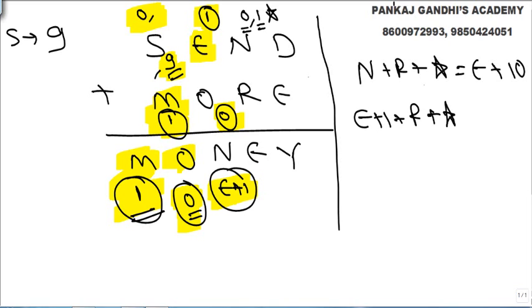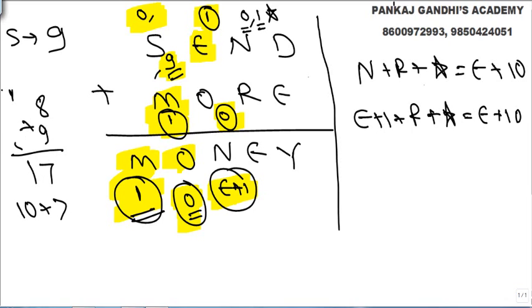We know N's value is E plus 1. I put it: N is E plus 1, plus R plus this carry forward, equals E plus 10. Why E plus 10? There is a carry forward here. Simply when I say carry forward, 8 plus 9 is 17, if carry is 1, simply what I mean to say is this is 10 plus 7, carry 1 means 10 plus 7.